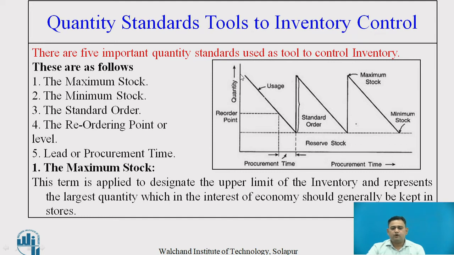For that, they should have the daily or periodical consumption of the raw material to get knowledge regarding the minimum stock requirement also. So in short, the maximum stock is the maximum or largest quantity which should be with the company.